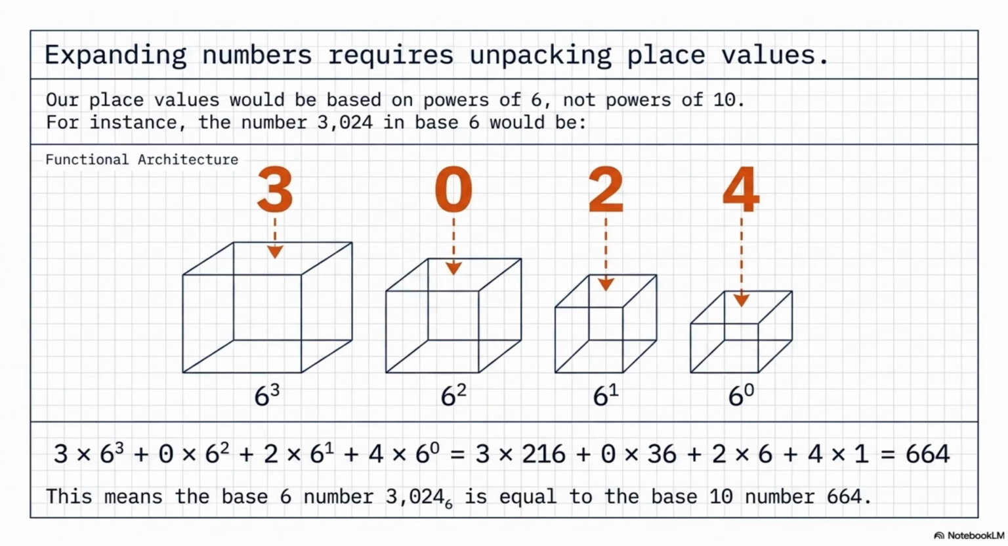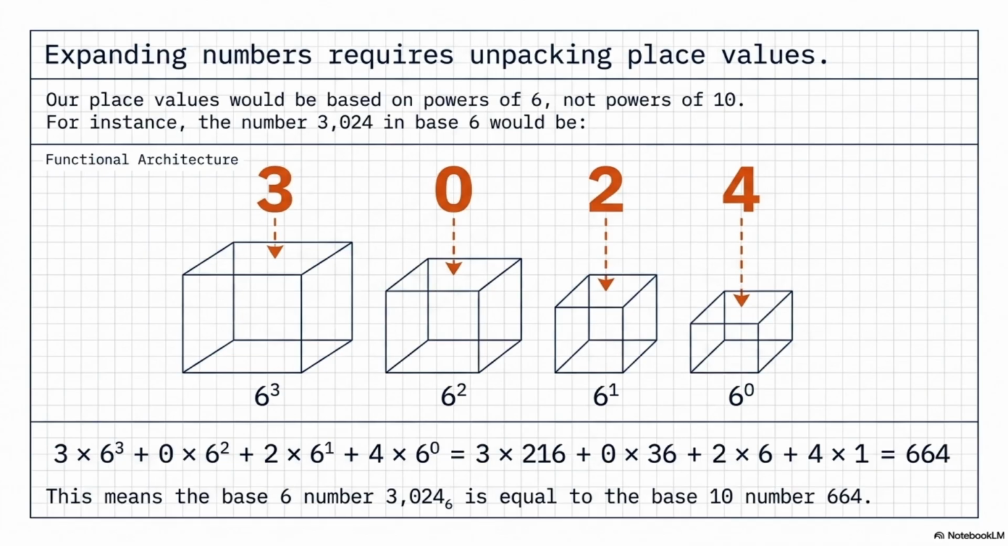The 4 is in the smallest box, the ones place. The 2 is in the next box up, the sixes place. The 0 is in the 36s box. And that 3 is in the largest box, the 216s place. So to find out how much stuff you actually have in base 10 terms, you just unpack them. You have 3 boxes that each hold 216 items. You have 0 boxes of 36. You have 2 boxes of 6. And you have 4 loose items.